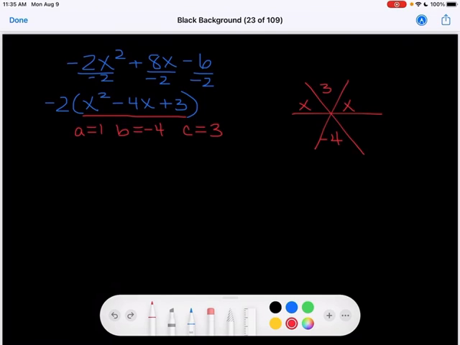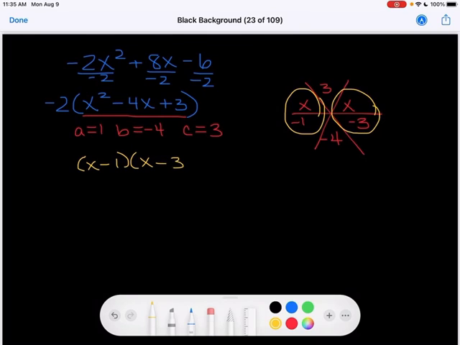Well, the only things that multiply to 3 are 1 and 3. But since it adds up to a negative, that's going to be a -1 times a -3, because -1 times -3 is +3. And they also add up to -4. So my factors are x minus 1 and x minus 3. Again, you could check this by distributing or FOILing.